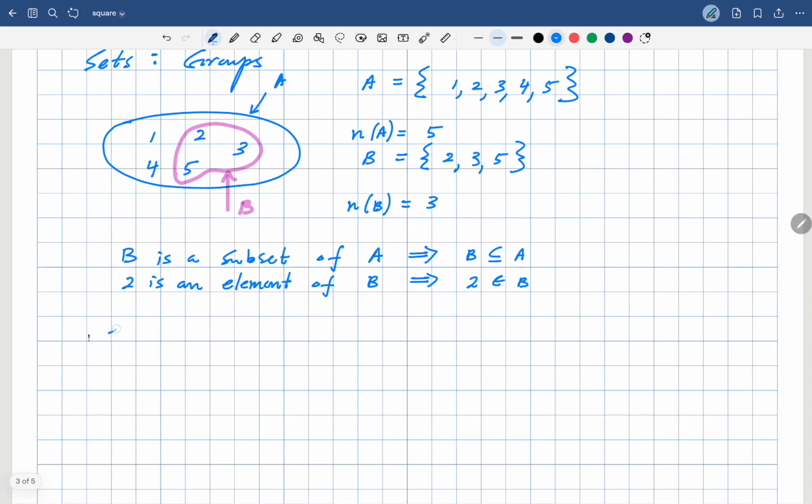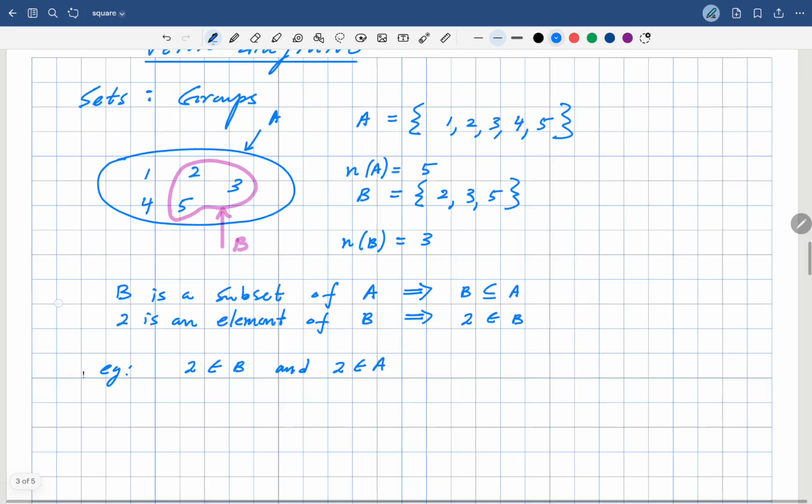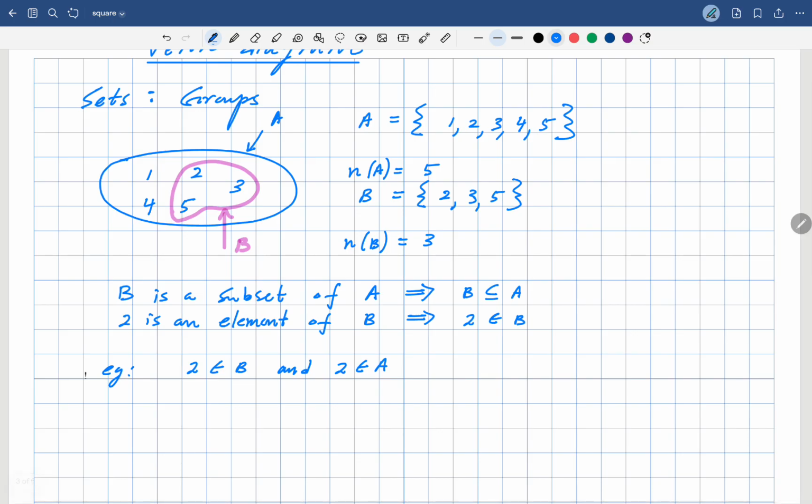Then we can extend this further. So you can say 2 is an element of B and 2 is an element of A. This also works. So this is how sets work. So B is a subset of A. So it's a set inside a set.